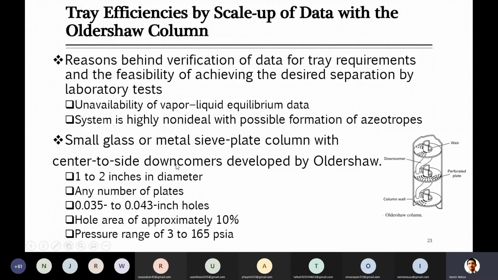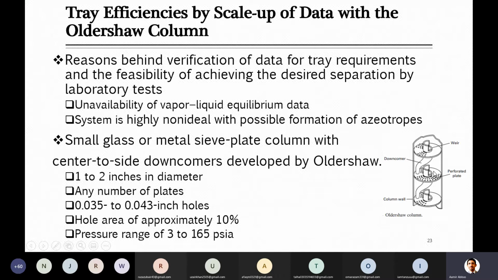So this is called center to side downcomer tower. Its diameter is usually just 1 to 2 inch, because this is lab scale equipment. The number of trays can vary based on your requirement as well. The holes on the surface of this plate are usually in the range of 0.035 to 0.043 inch, and the hole area is approximately 10% of the surface of the tray, just 10%, with a pressure range of 3 to 165 psi. They can be operated in this range.